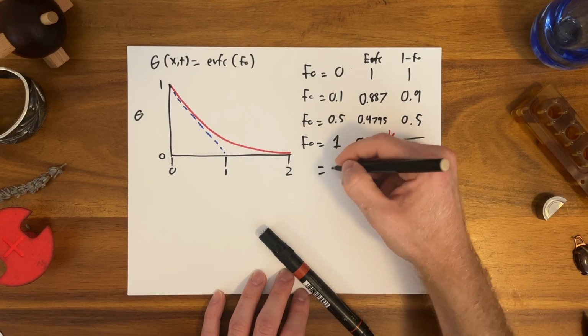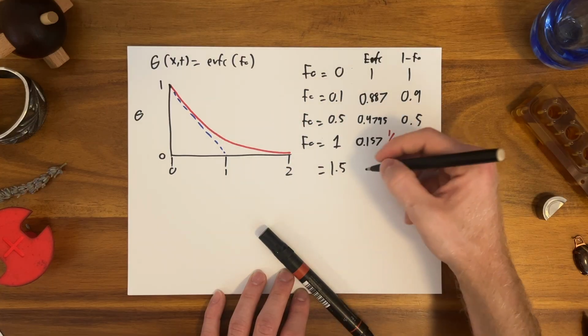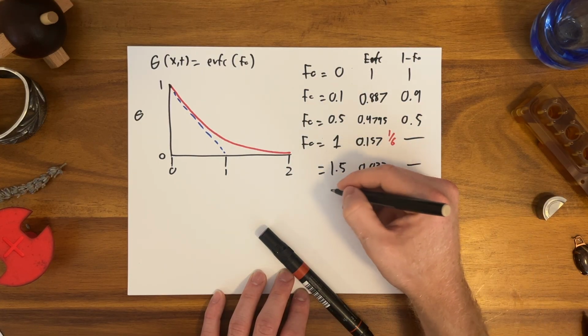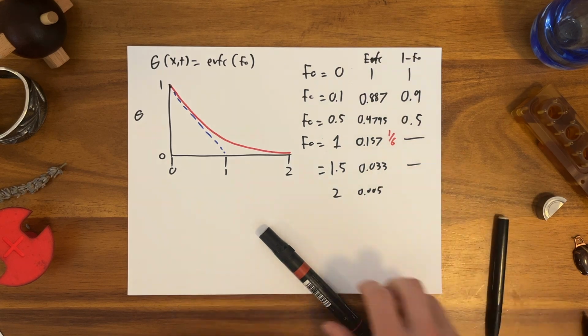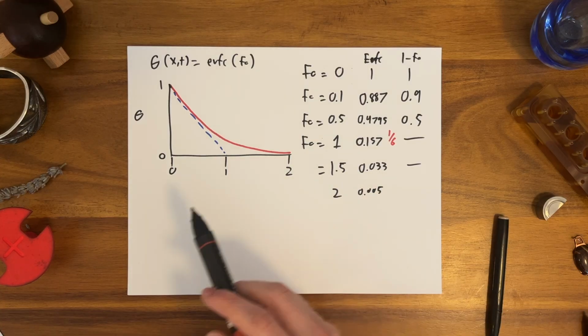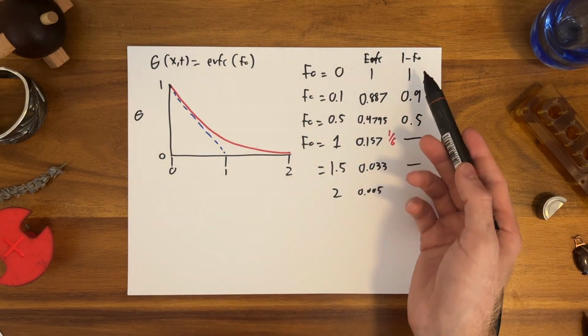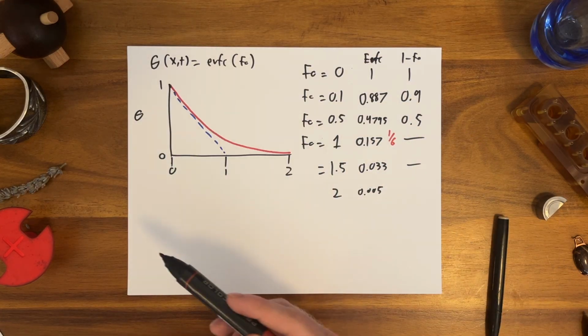And if you go to 1.5, it starts to drop off really fast. You can see it's kind of tapering off. You get 0.033, and then at 2, you get 0.005. So the moral of the story is, if you are at a low Fourier number, you're very much inside the wave, it's basically 1 minus x, you can get arbitrarily close to theta equals 1.